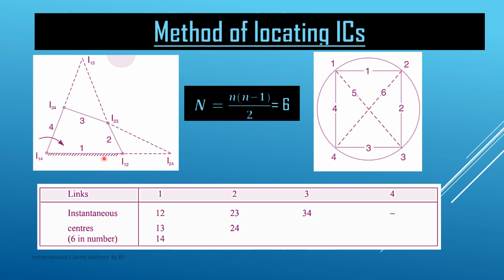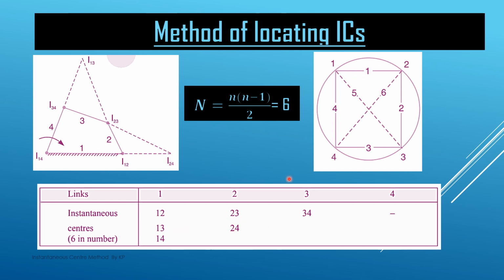I12 we have already located here. Then I23, again we have already located in this one. Then 3 4, this is a solid line, already located. Similarly I14 we have already located here, this is the IC I14. Now these two ICs, I13 and I24, we have to locate.